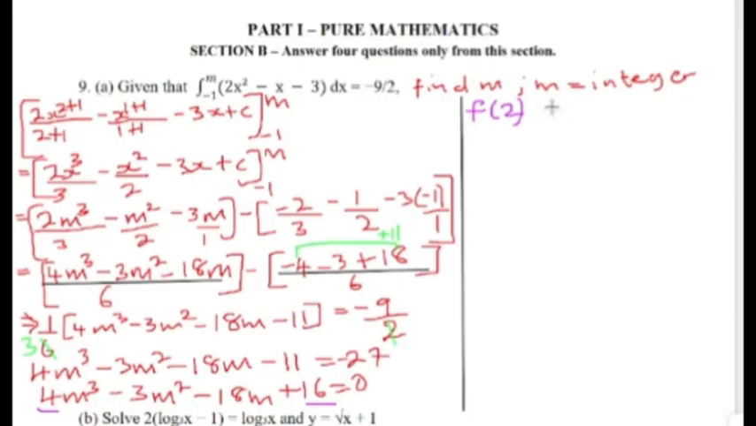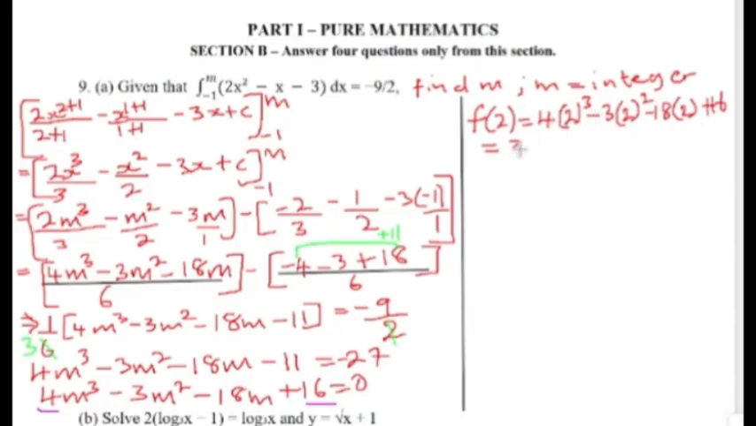Let's try f(2). So we have f(2) equals 4 times 2 raised to power 3, that's 4m cubed, minus 3 times 2 squared, minus 18 times 2, plus 16. Basically 2 raised to power 3 is 8.